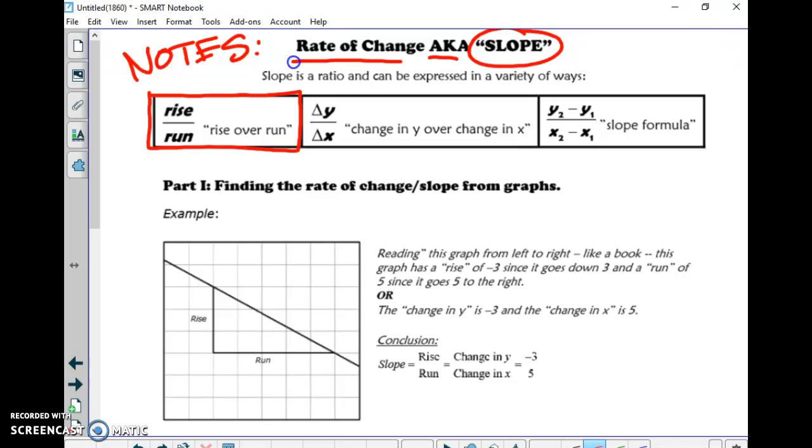Okay, let's go to the first box here. Listen, please. For the first box, you remember the song, however you remember it, it's rise over run. Does everyone know that slope is rise over run?